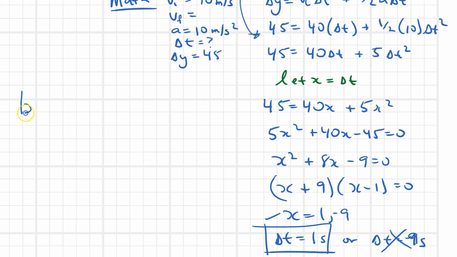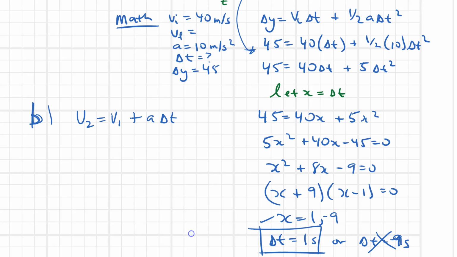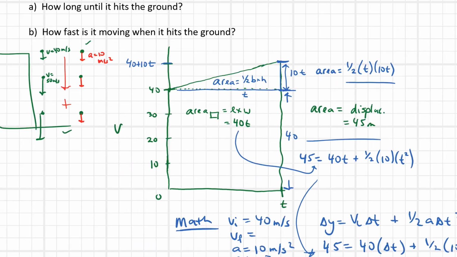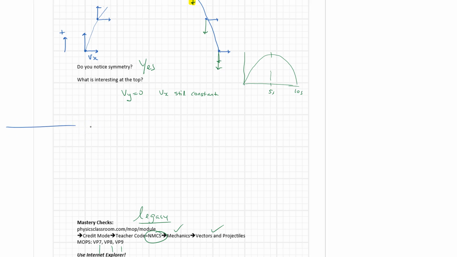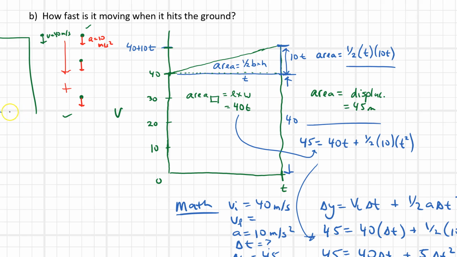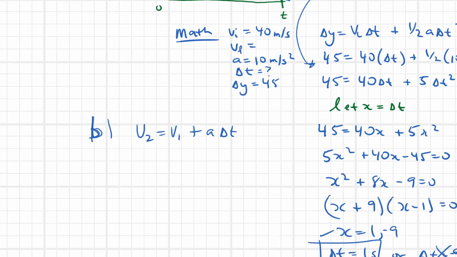And I think the last question we had to solve was how fast is it moving when it hits the ground? And we could get one of the equations out, V2 is equal to V1 plus a delta t, but really when you're thinking about it, if you look at our velocity time graph, if it was going 40 meters per second and it actually hits the ground 1 second later, here, if it hits the ground 1 second later, it will be going 50 meters per second. So if it was going 40 meters per second downwards, 1 second later it'll be going 50 meters per second down.